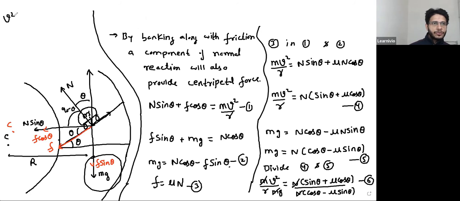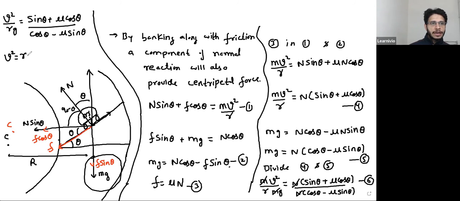So we'll get that v square over r g is sine theta plus mu cos theta over cos theta minus mu sine theta. So you can write your v square as rg times sine theta plus mu cos theta by cos theta minus mu sine theta.